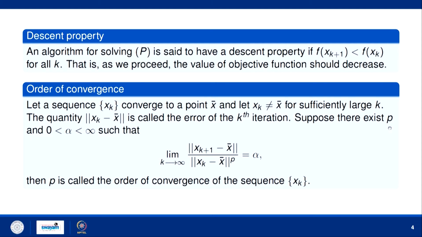Suppose there exists a p and alpha between 0 and infinity such that the limit as k tends to infinity of (norm of x_{k+1} minus x bar divided by norm of x_k minus x bar) whole raised to the power p is alpha. Then p is called the order of convergence of the sequence x_k. That means this value must be finite. If this value is finite for some p, then that p is called the order of convergence of the sequence x_k.